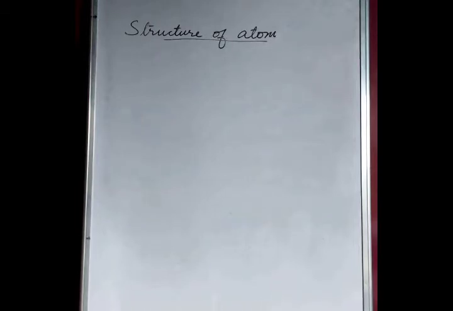The early idea of the electrical nature of matter was provided by Michael Faraday in his experiment. His observation was that whenever we pass electricity through a solution of an electrolyte, then due to electrolysis, matter gets deposited at the electrode. So he gave the idea of the relationship between electricity and matter.